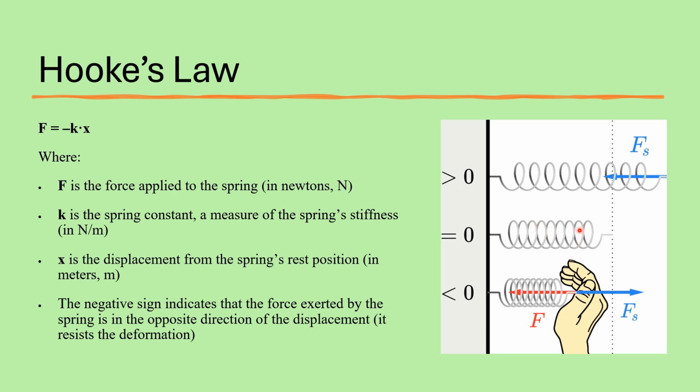This would be the equilibrium position. It's just sitting there, not moving. And if we try to compress the spring with our hand, it's going to exert a force outward to avoid the compression. So that's what springs naturally do. And Hooke's law just relates this mathematically.